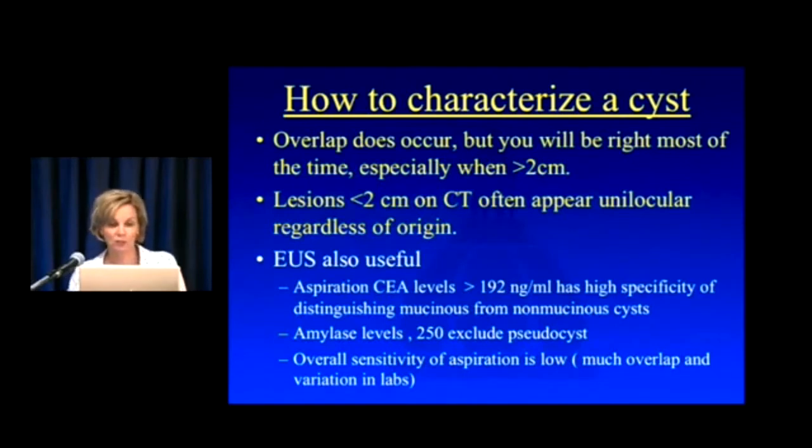EUS is actually very good to characterize, and the reason why EUS is sometimes a little better, especially in the small cysts, is they can aspirate them and look at the fluid. They can look at the CEA levels, amylase levels, those kinds of things. Overlap does occur, but you'll be right most of the time as you start to characterize these if you have a system, and that's what I'm going to go over with you.